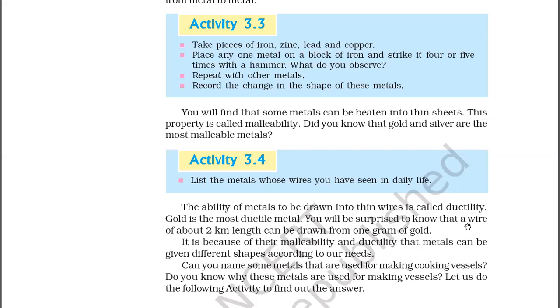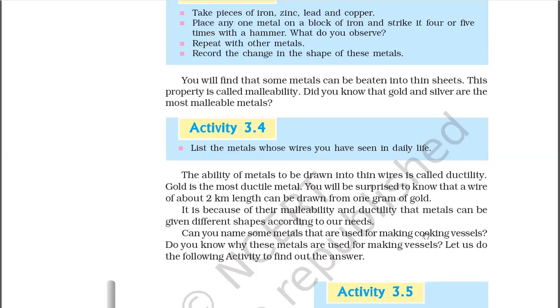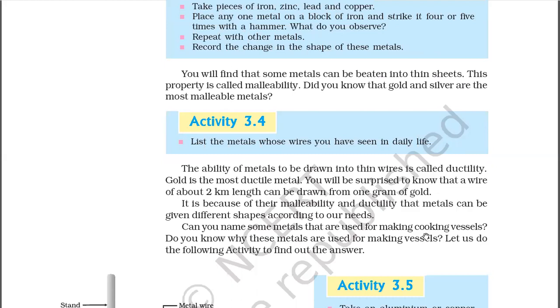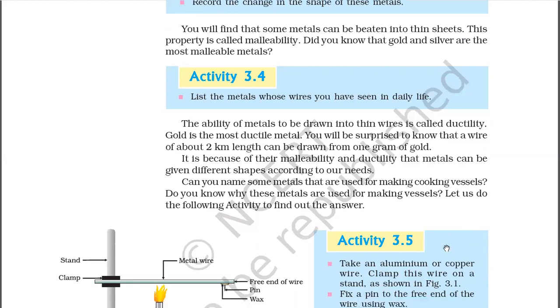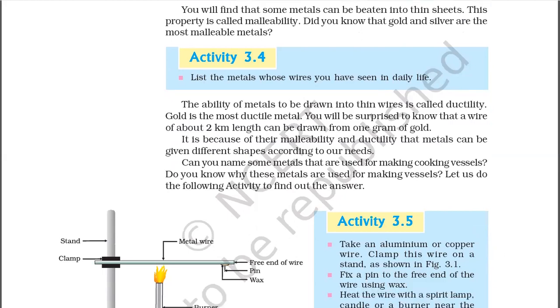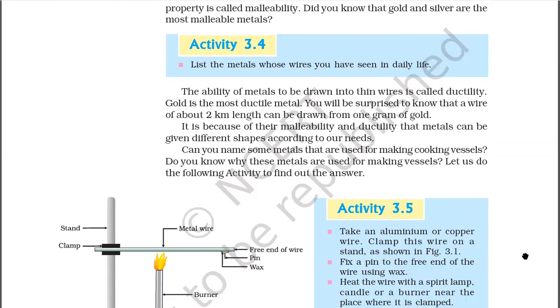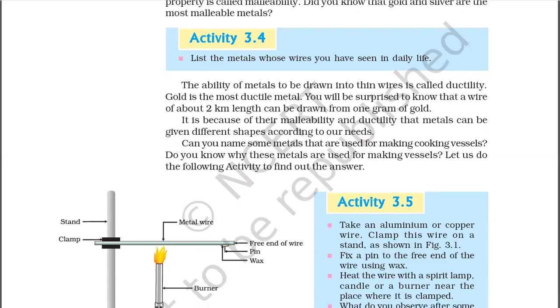Activity 3.4. List the metals whose wires you have seen in daily life. The ability of metals to be drawn into thin wires is ductility. Gold is the most ductile metal. You will be surprised to know that a wire of about 2 kilometer length can be drawn from 1 gram of gold. It is because of their malleability and ductility that metals can be given different shapes according to our needs. Can you name some metals that are used for making cooking vessels?